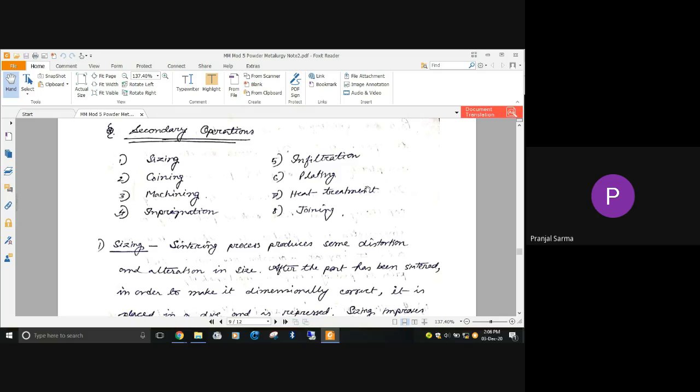Once this module is over, we'll be left with the last module, which is about the surface finishing operation, and that too should be over soon. It is not a very lengthy one, and we should be able to cover it nicely. So then we'll start.